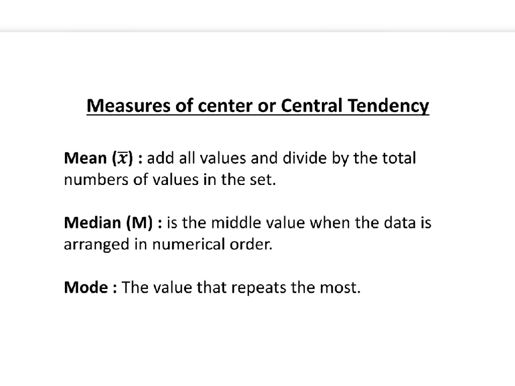So here's the definition for the mean. To find the mean, you add all the values and then you divide by the total number of the values in the set. The other type of average is the median. This is when you look for the middle value when the data is arranged in numerical order. And the mode is just the value that repeats the most. So let's try an example.